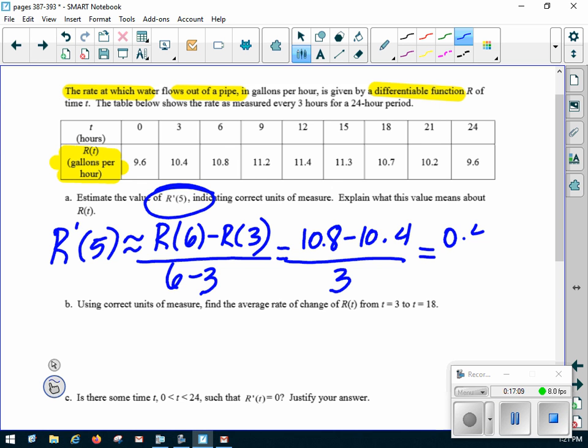0.4 over 3. If I multiplied top and bottom of that by 10, what would I get? 4 over 30, which simplifies to 2/15.